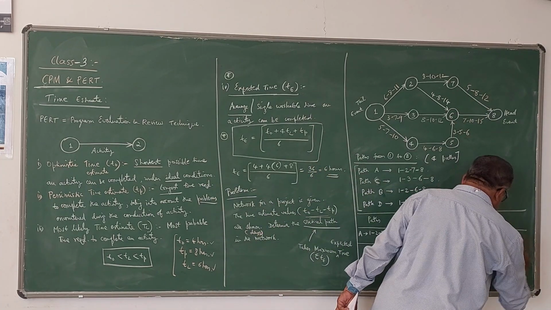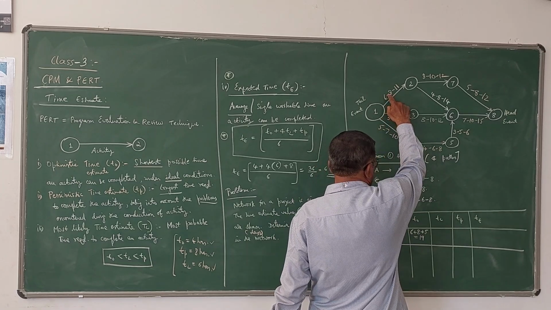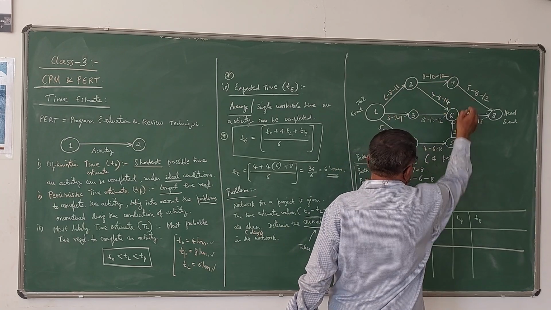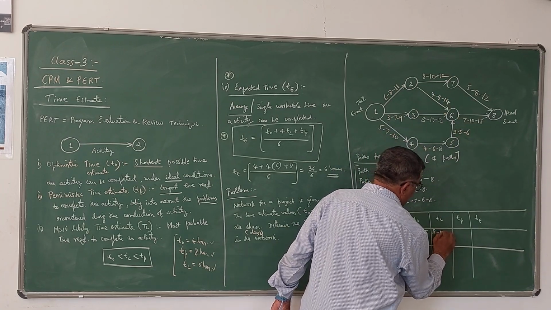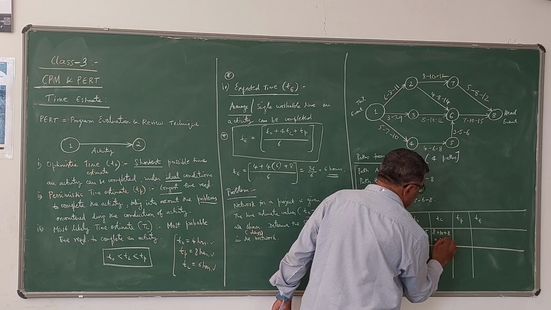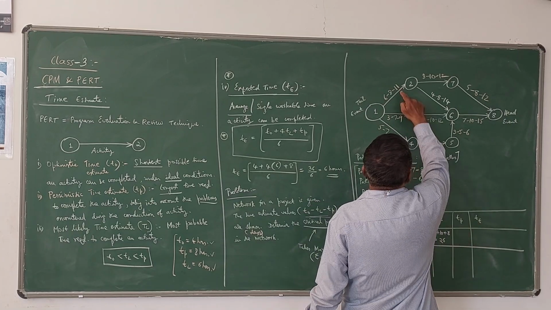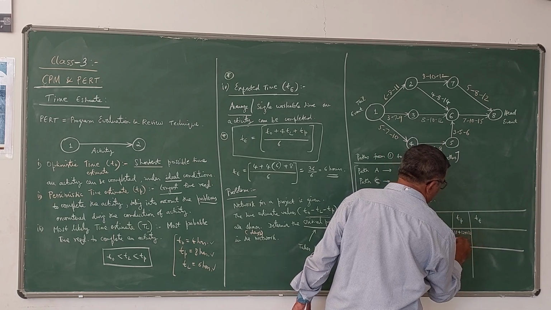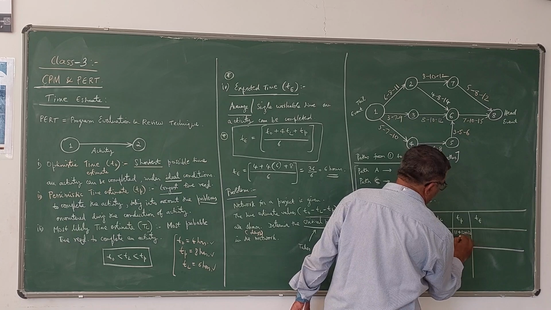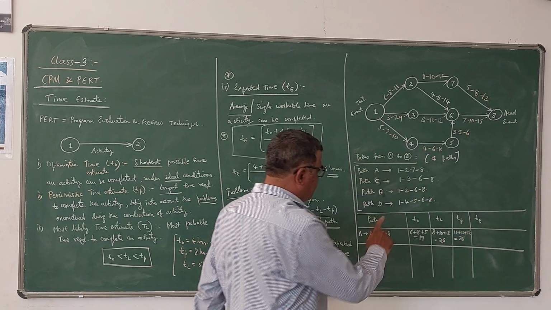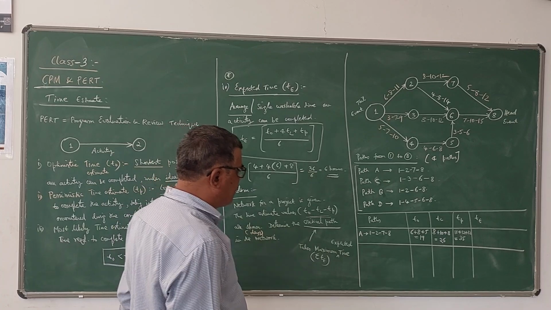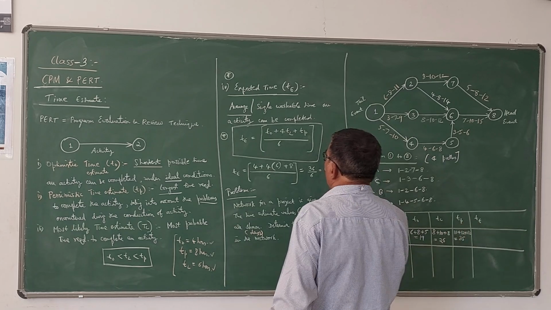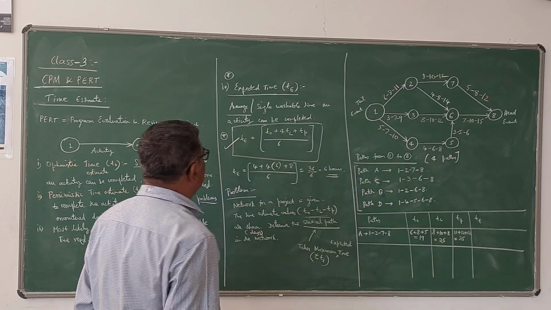Next, we have to take the value of TL. TL is the middle value. 8 plus 10 plus 8; in that path, it is 26 days. Next, TP is the last value, 11 plus 12 plus 12, which is 35. So these are the values of T naught, TL and TP. Now you can compute TE using this formula. This formula is used to calculate TE.